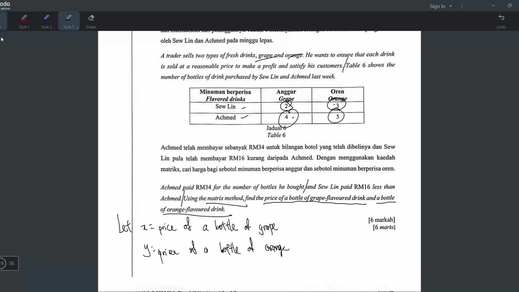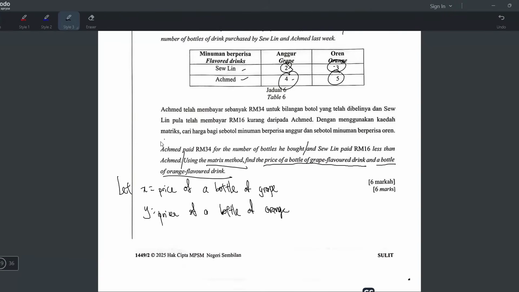Okay, now you can read back to this line and then write the first equation. Ahmed paid 34 ringgit for the number of bottles he bought. Ahmed should buy 4 grape, 5 orange. But 1 grape is x ringgit, so imagine buying 4x. And then 5 orange bottles he buys, but the price of one orange bottle is y ringgit. So you buy 5, then it'll be 5y ringgit, and the total is 34 ringgit. So the total price is 34. So that's your first equation.